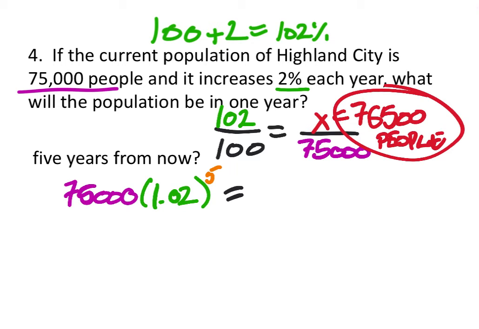I mean, could we use the percent proportion? Yeah, we could, but 5 times is still a little bit much for me. So, yeah, and I am a lazy math guy, but someday you will be too, just with writing, you know what I'm saying? So when I put this in the calculator, I get 82,806, and that is rounded, by the way.